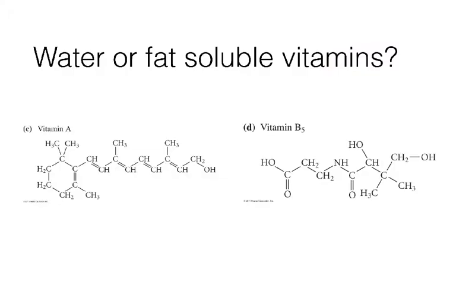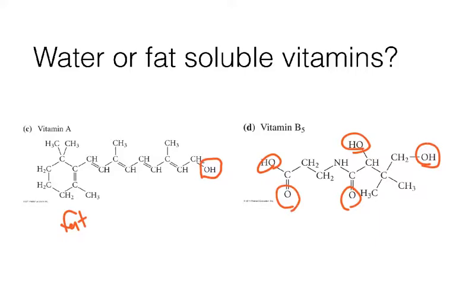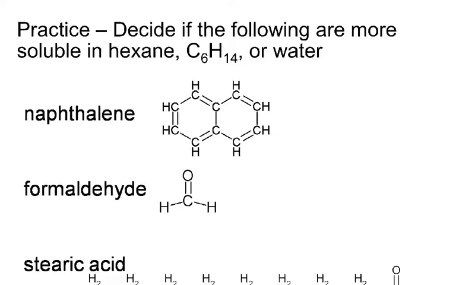Couple more examples to think through. Vitamin A and vitamin B5. Vitamin A is fat soluble because of all of those carbons. There's only one OH group and a lot of carbons. Vitamin B5, we have multiple OH groups and a couple of oxygens, and so this one is going to be water soluble.